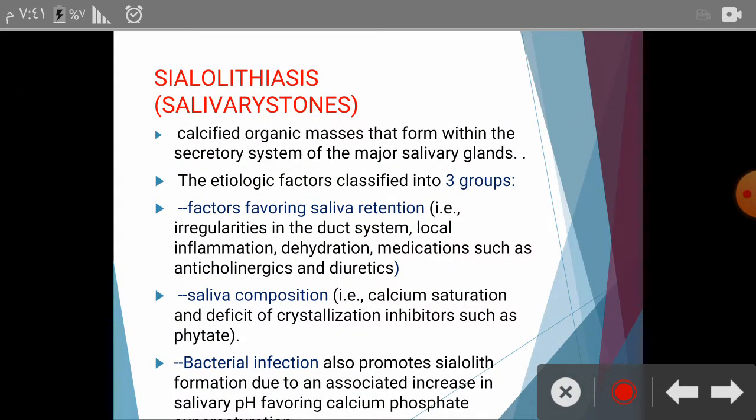Sialolithiasis is a calcified organic mass that forms within the secretory system of the major salivary glands. For the etiological factors we have three groups. First, factors favoring saliva retention, like irregularities in the ductal system, local inflammation, dehydration, and medications such as anticholinergics and diuretics. Second, the saliva composition, like calcium saturation. And third, we have bacterial infection.